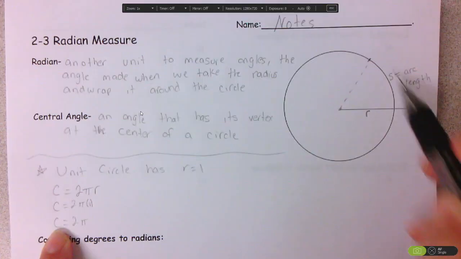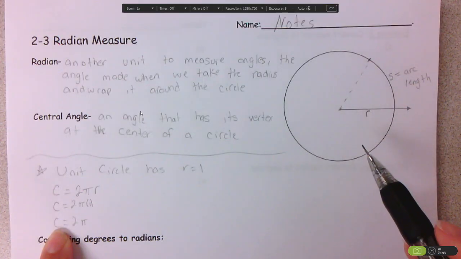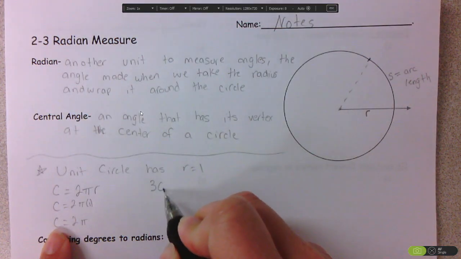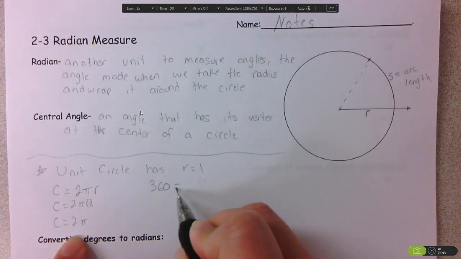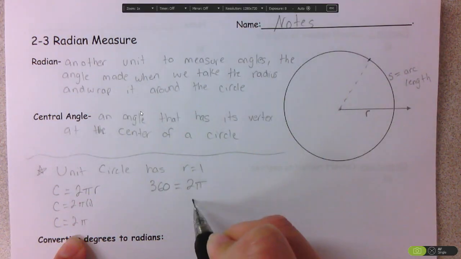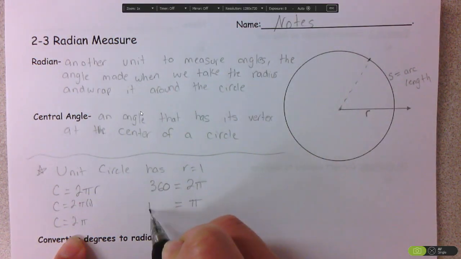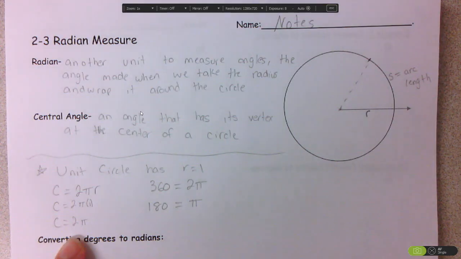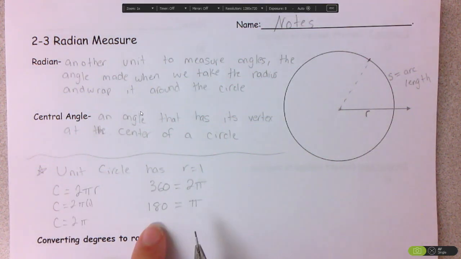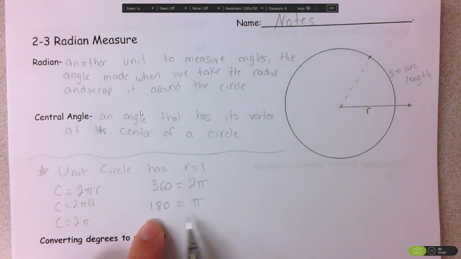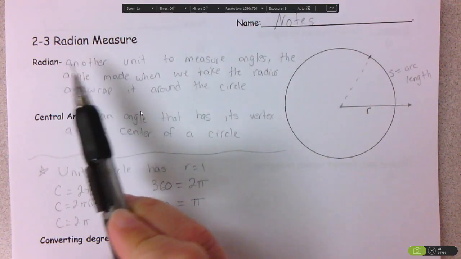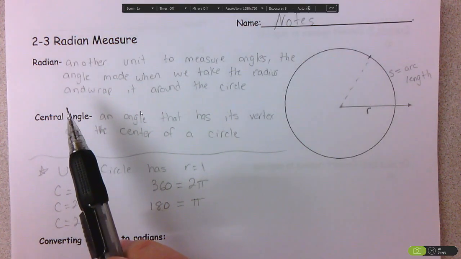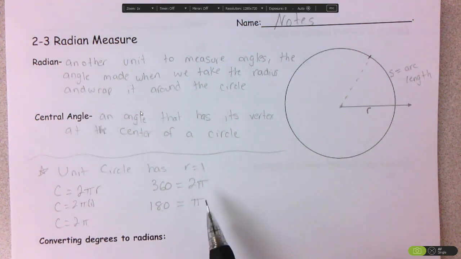Let's say I travel around the whole circle. How many degrees is it? Well, it's 360 degrees, and that equals 2 pi. So pi actually equals 180. That's going to be important for converting, just knowing that pi is the same thing as 180. We can tell radians and degrees apart because radians are always written in terms of pi. If you see the pi symbol, that's a radian.